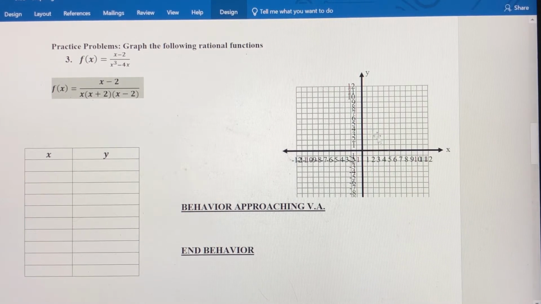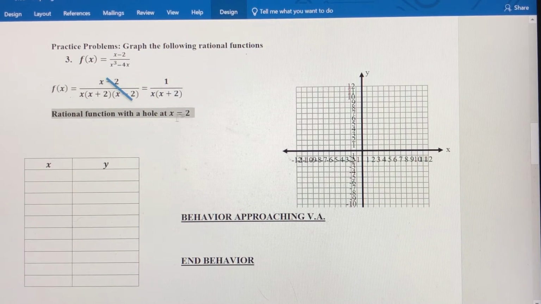Again, we need to recognize here that these x minus 2's cancel out. So my simplified rational expression here is 1 divided by x times x plus 2. Because these factors canceled out, that creates the removable discontinuity at x equals 2. We set those equal to 0, and it gives us a rational function with a hole at x equals 2. Because these terms are still left over in the denominator, we're going to have vertical asymptotes there. But first let's talk about the x-intercepts.